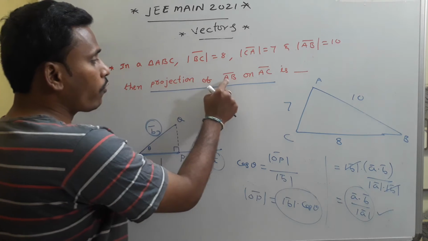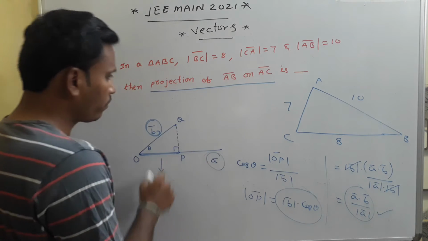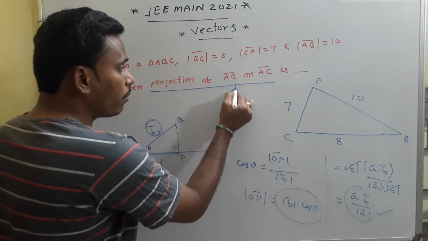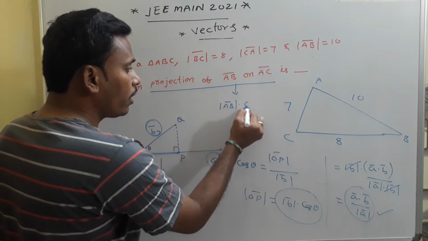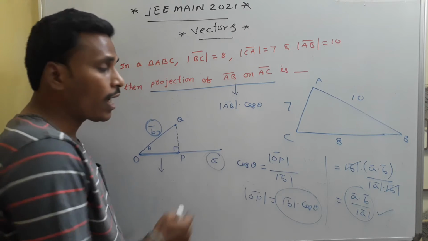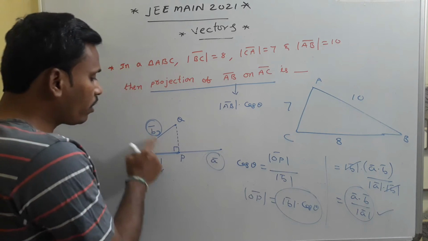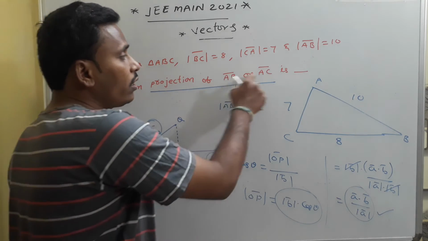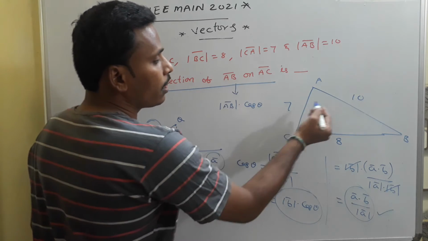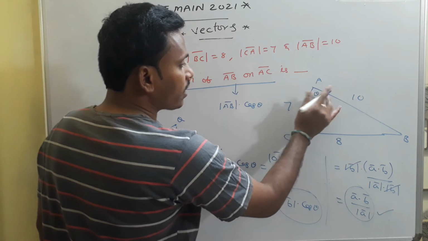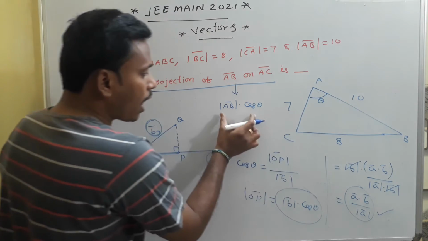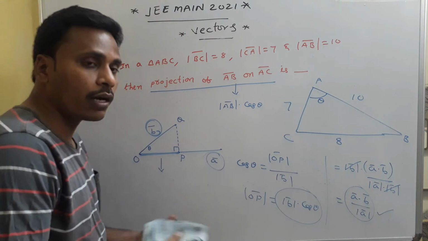So projection of AB bar on AC bar is nothing but modulus of AB bar into cos theta. And where should theta be? In between b bar and a bar. That means in between these two, AB bar and AC bar. This is AC bar and that is AB bar. So mark it as theta. If this angle is theta, our projection is nothing but mod AB bar cos theta.